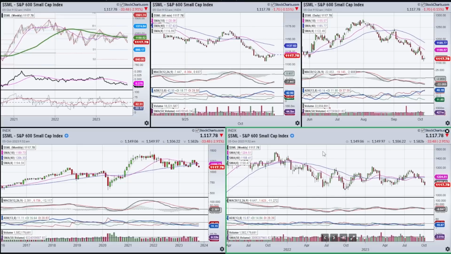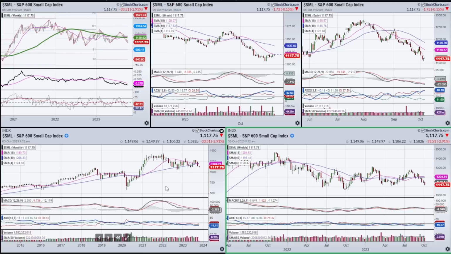Now, I wanted to just do the small cap index I've been doing, the IWM, but I just thought I'd show a different reference point of small cap. It's essentially the same pattern, but we are coming into some pretty good support here before too long.